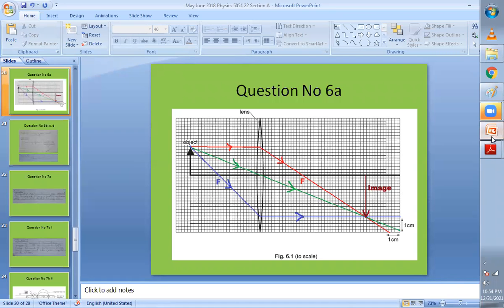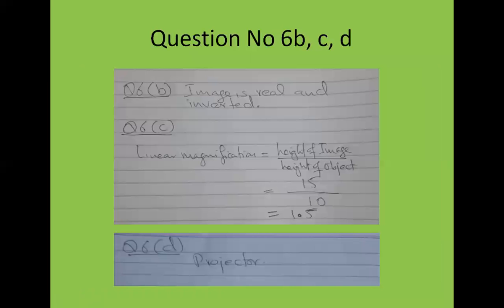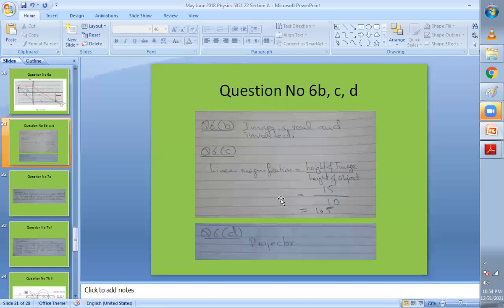I have counted them. Let me show you. Okay, so here we go. The image is real and inverted. The linear magnification is the height of the image divided by the height of the object. The height of the image is 15 small squares and the height of the object is 10 small squares. So I just counted the squares and it will be 1.5. So the linear magnification is 1.5.